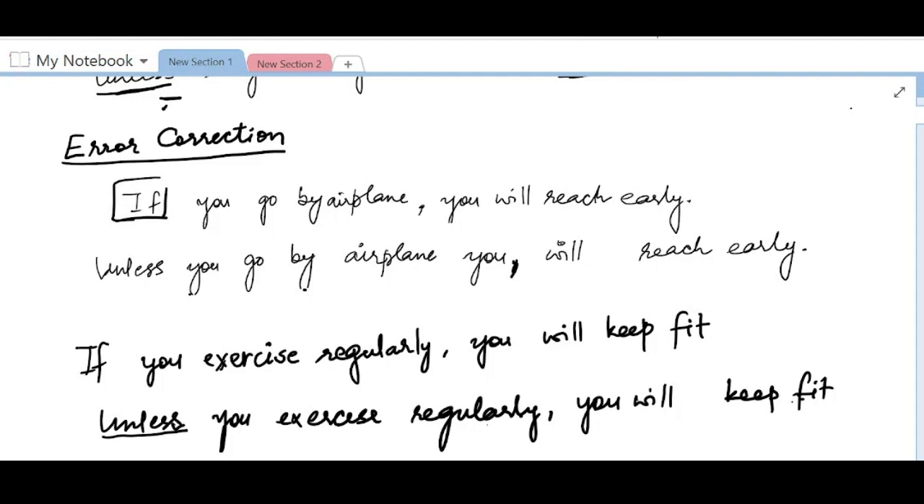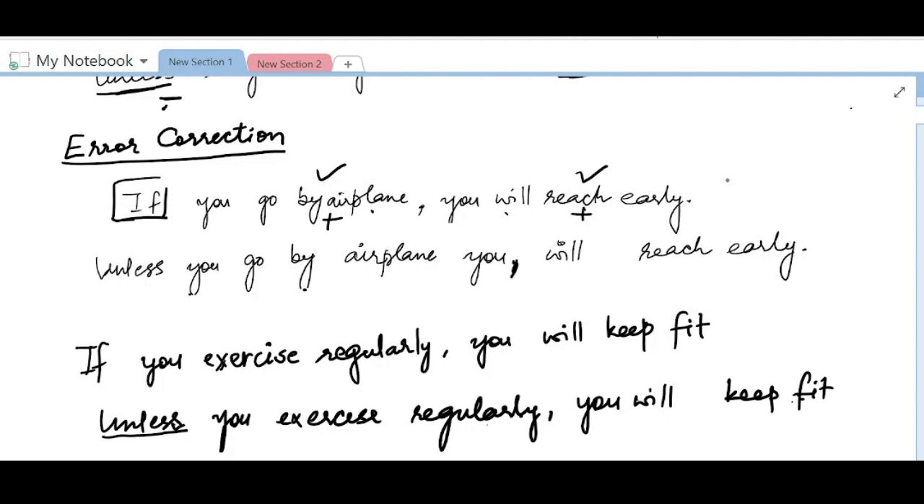What kind of error am I making here? Yes, take a minute, think of it. Those who have got it, good. Those who haven't got it, we'll learn later. Now, if you go by airplane, it's a condition. And what will be the result? You will reach early. If I check this, if you go by airplane is a positive clause and you will reach early is also a positive clause.